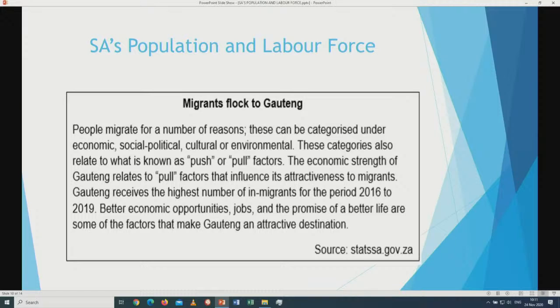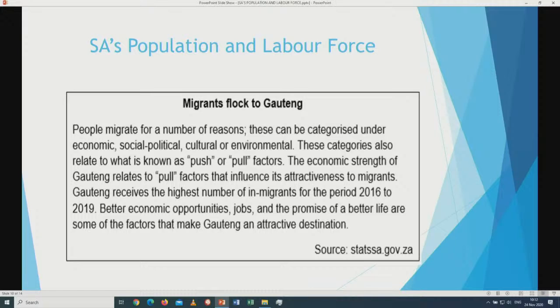Like for instance, in this one we have an extract here. The question would say on top there, read the following extract and answer the questions that follow. Now let's look at the topic of this extract. It says migrants flock to Gauteng. This information is taken from statssa.gov.za.